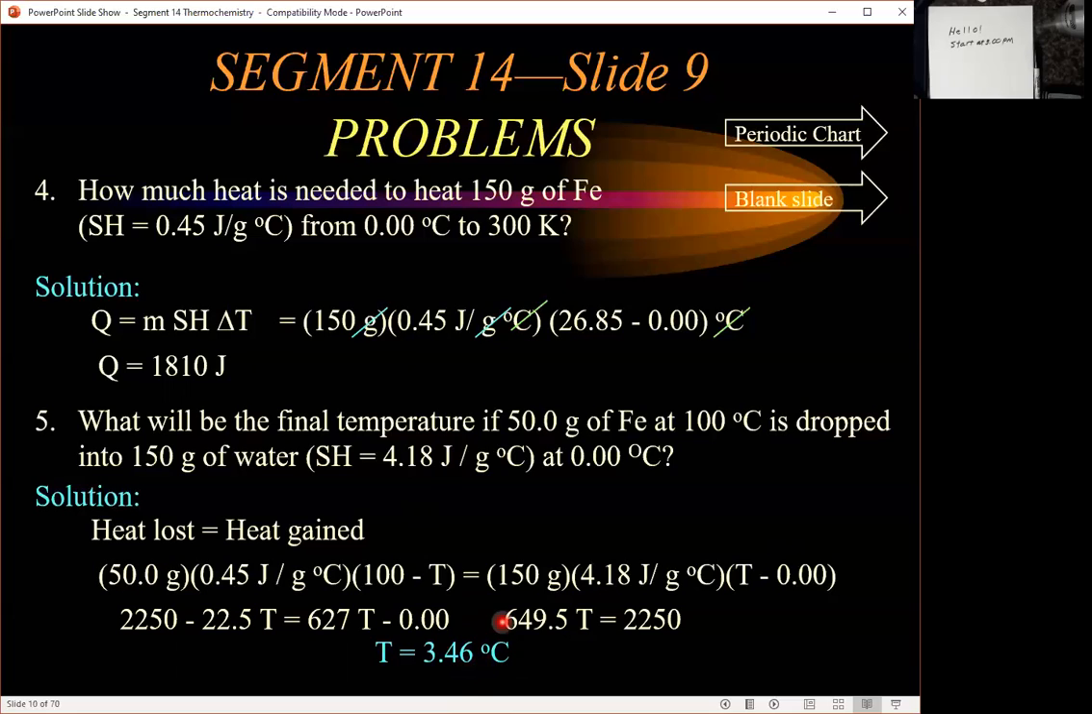Now, does it meet my criteria? Is the final temperature less than 100? Yes, it is. Is the final temperature greater than 0? Yes, it is. So I may have missed it, but at least I know if I made some stupid mistake and I came out with 101, that would have to be wrong. Or if I come out with -6, that would have to be wrong. So I can at least tell some of the mistakes I could have made up here. But if I wind up with a final temperature that's between 100 and 0, okay, it could still be wrong.